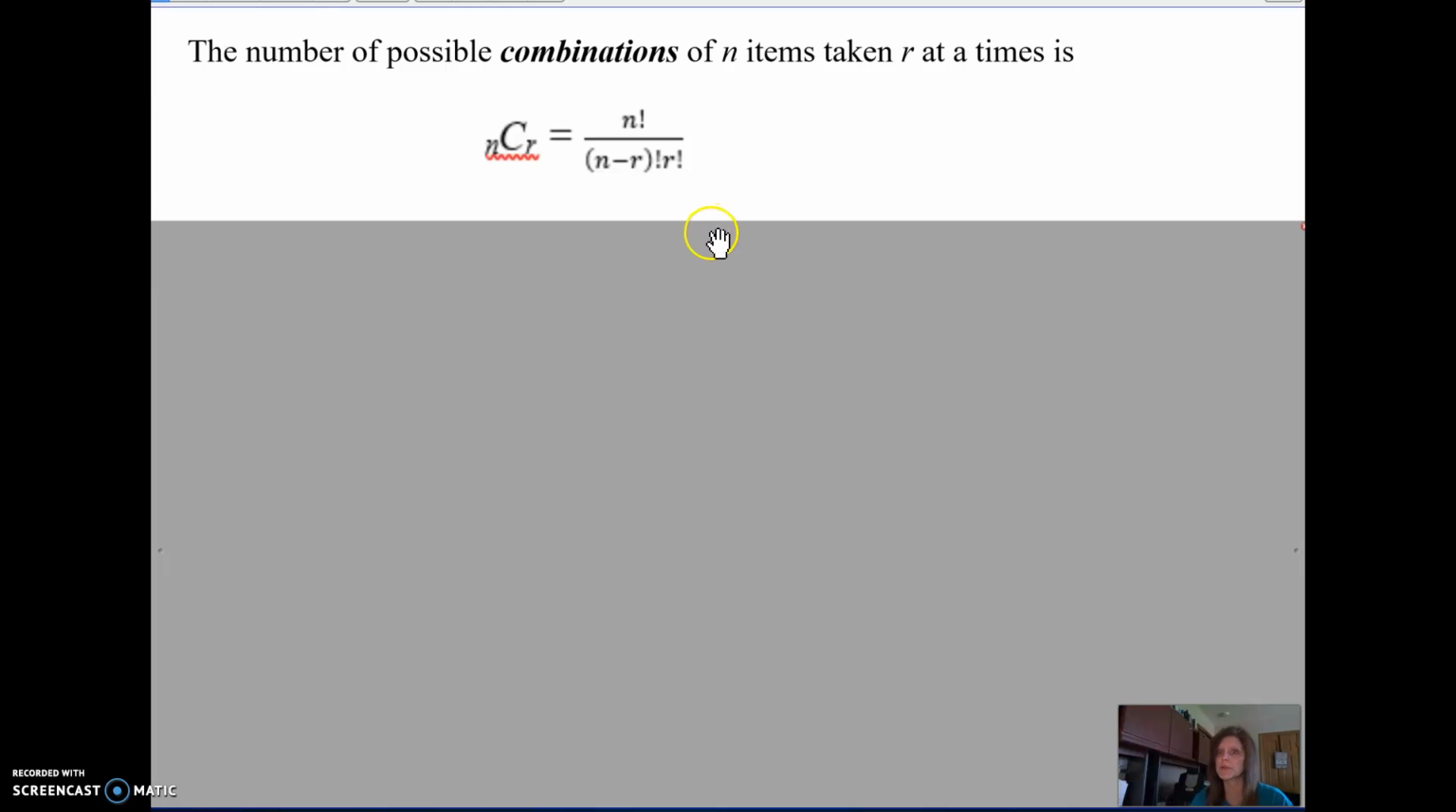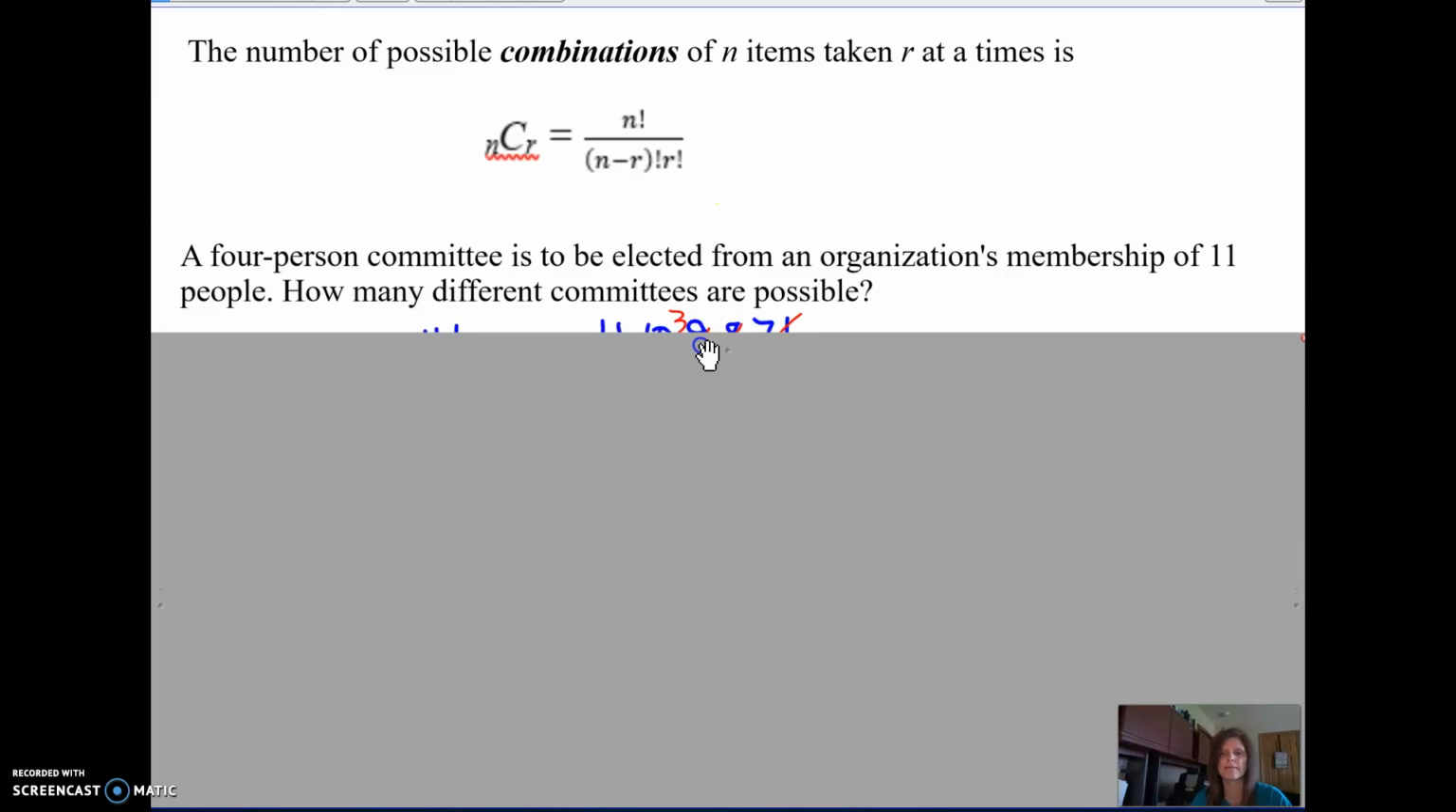All right, let's put it into play. We want a 4-person committee to be selected from an organization's 11 people. How many different ways can we do that? Well, we're just grouping them into a 4-person committee. There's no ranking, there's no offices held. The order doesn't matter. It's a combination.